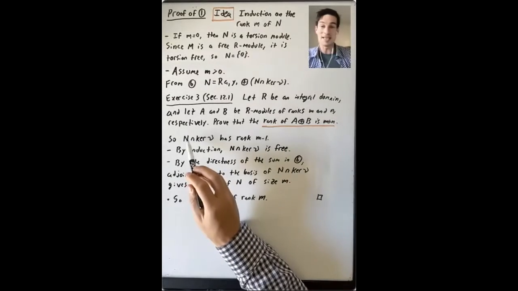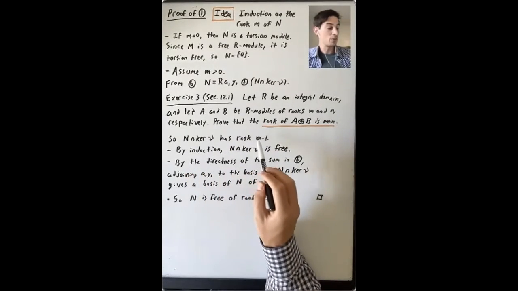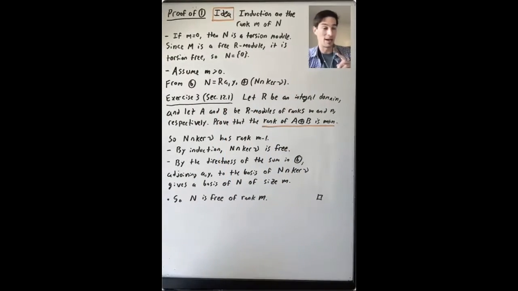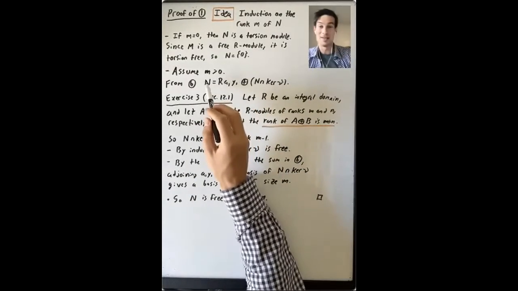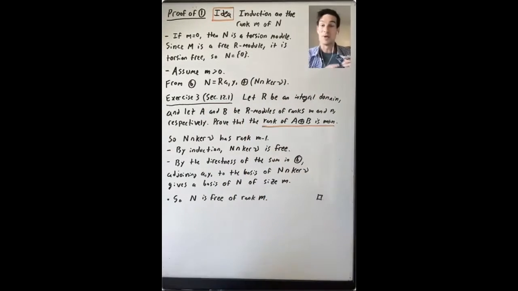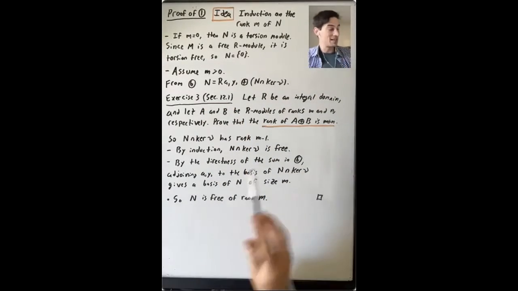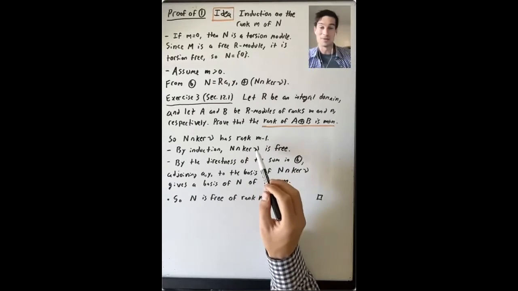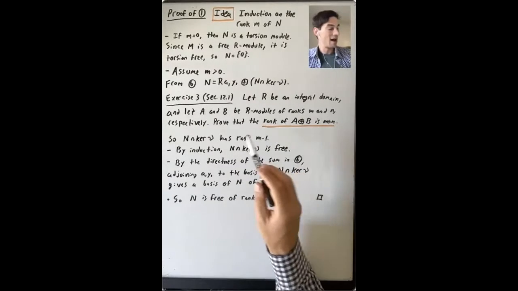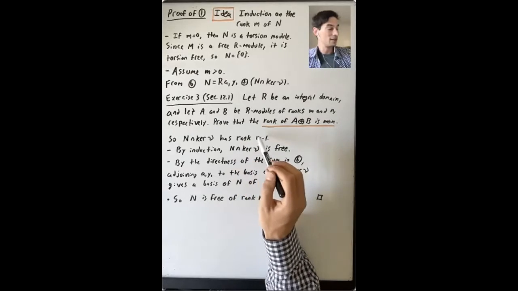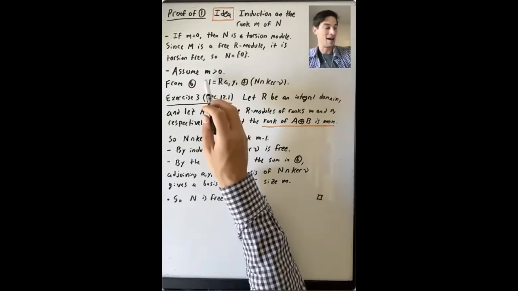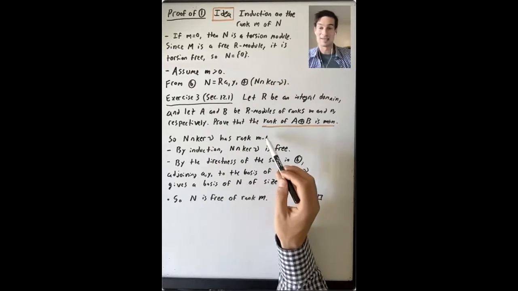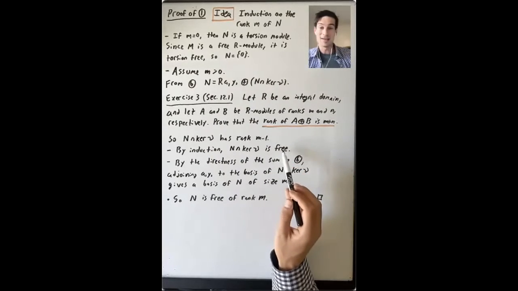But using that, we can see that N intersect the kernel of nu has rank m minus 1, because R a1 y1 has rank 1. So these two numbers have to add up to m. So now we apply the induction hypothesis to N intersect the kernel of nu. So this is a submodule of M of rank 1 less. So this is free.